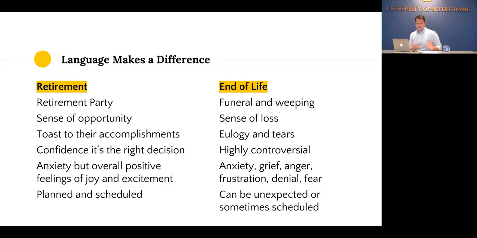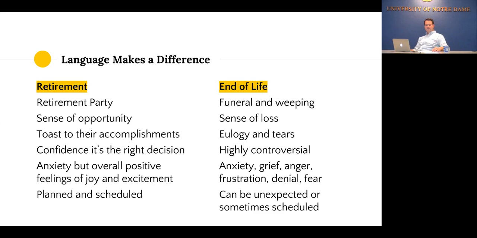So obviously, that's preposterous, but that is actually how we talk about these things, right? So why do I use this metaphor? Because the language makes a big difference. When you talk about retirement, you have a party. When you talk about end of life, you have funerals and weeping. A retirement is a sense of opportunity. It can be seen as a new adventure, it's growth, but an end of life is loss. There's toasting to accomplishments versus having a eulogy and people crying.